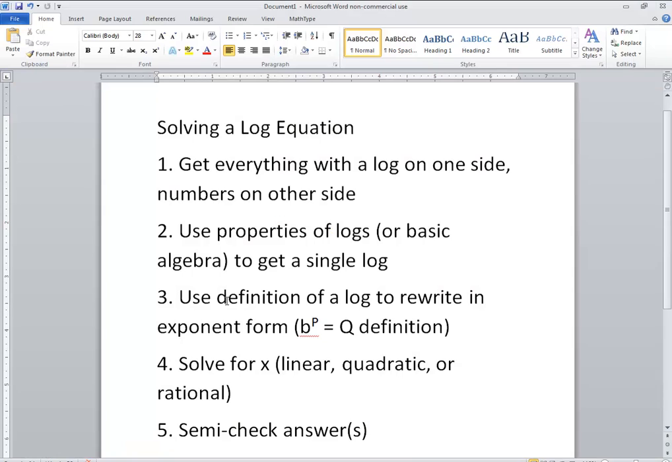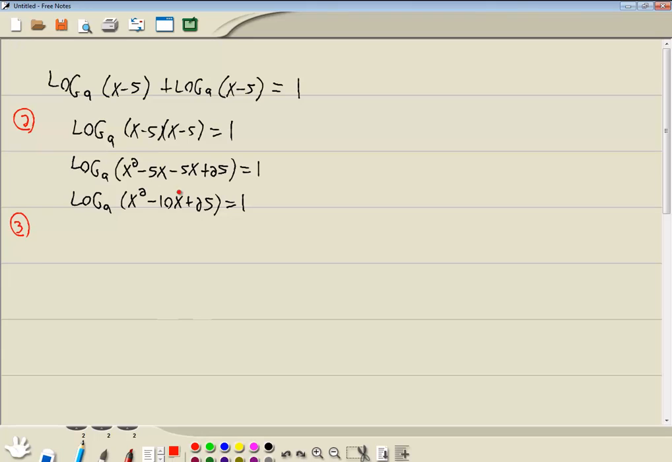Step 3: Use the definition of log to rewrite in exponent form. Remember, whatever number follows your log, the smaller set down, is your base. So this is b. And then whatever follows that is your q. And then the other side of the equals is your p. And our exponential form looks like this: b to the p is equal to q. So we just plug in what we identified. We said b was 9. We said p is 1. And we said q is x squared minus 10x plus 25.